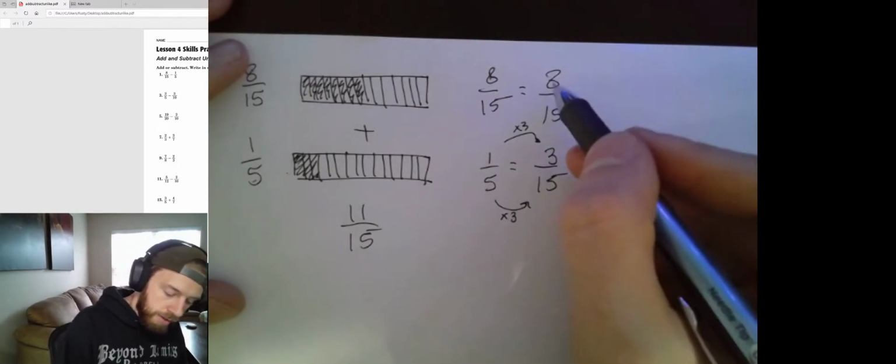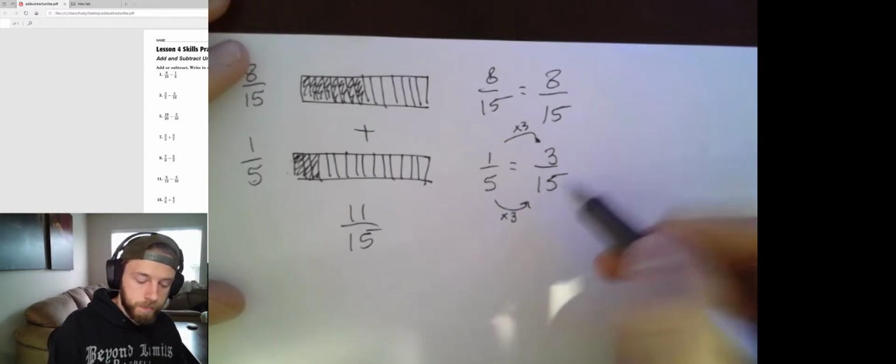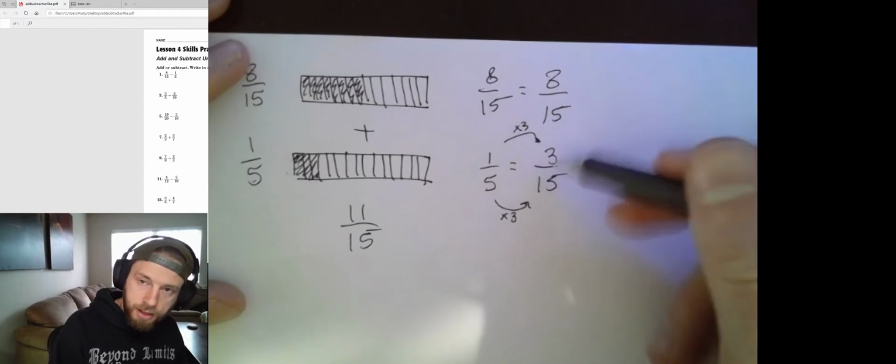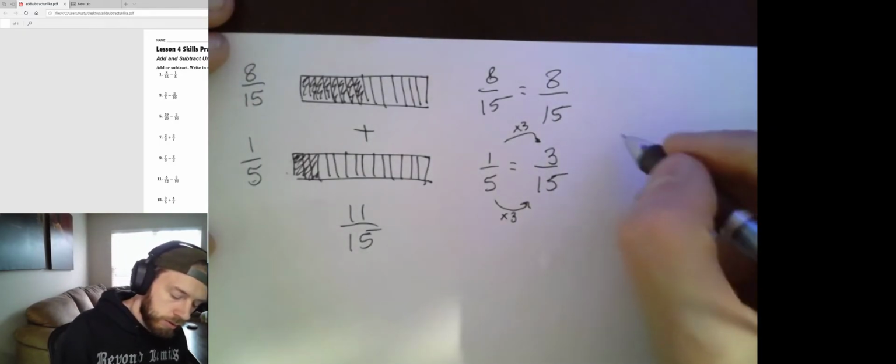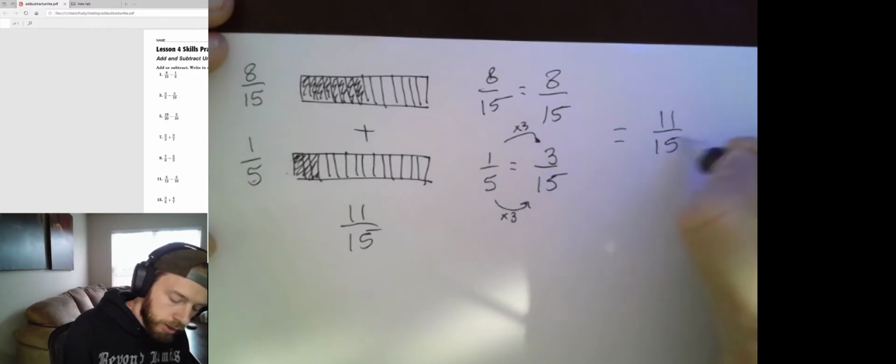And since we now have 8/15 and 3/15, just like yesterday, we can add these together now because they have the same size pieces. They have a common denominator. 8/15 plus 3/15 equals, just like we said earlier, 11/15. The answer to number 1.